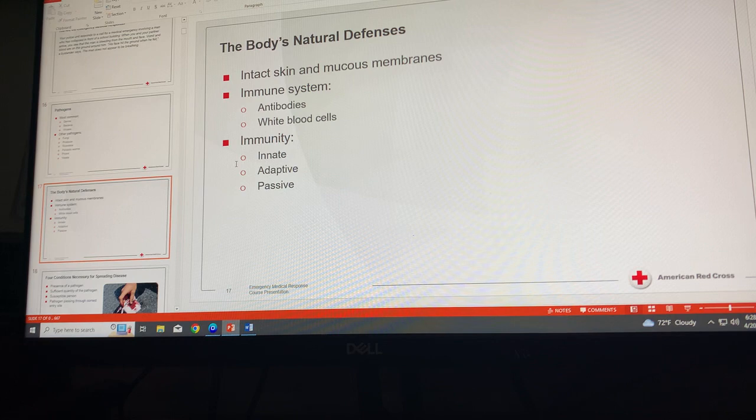All right, now we're going to discuss adaptive immunity. It develops throughout our lives as we are exposed to diseases or are immunized against them. Passive immunity is immunity we gain from external sources, such as from a mother's breast milk to an infant.